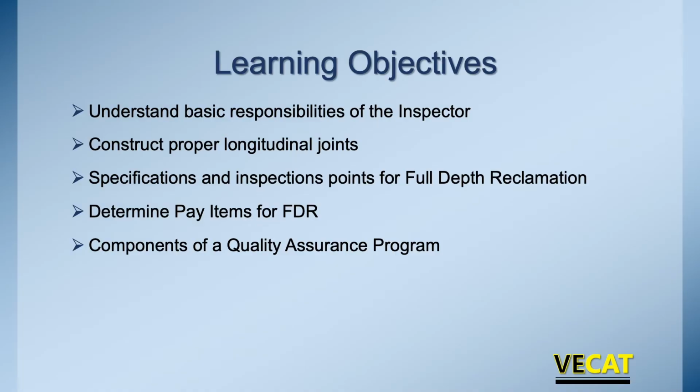So what do I hope you take away from this? Well, one, what are your responsibilities as an inspector? If you're in this class and you're going to be on the inspection side, what are you looking for? We want to make sure the contractor is doing the correct longitudinal joints, having the correct amount of overlap, so we have a nice, uniform, tight joint down the road, either between lanes or between directions. What are the specifications and inspection points for FDR? What are those pay items? And then we're going to briefly touch on the components of a quality assurance program.